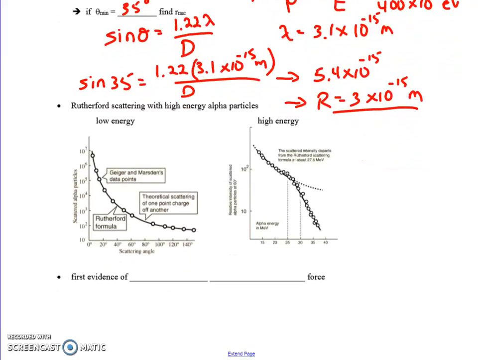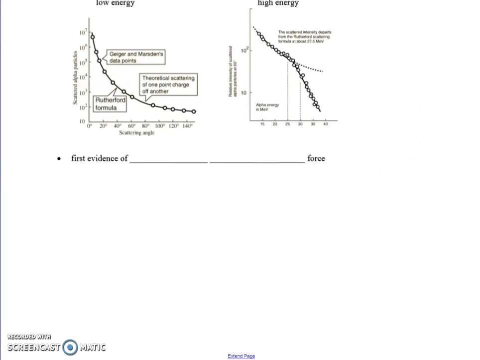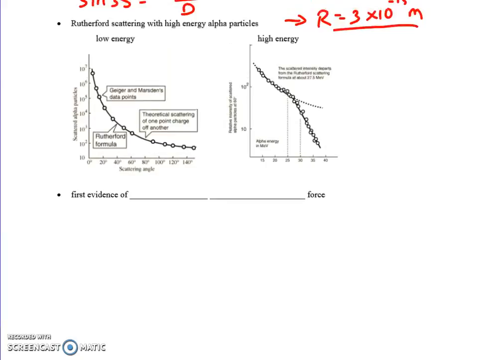Okay, so the last thing I want to talk about is something that happened much later in the 20th century, around the 1960s, I believe. We started probing nuclei with very high energy alpha particles. Instead of 4 MeV, we might get into energies on the order of 20, 30, 40 MeV.